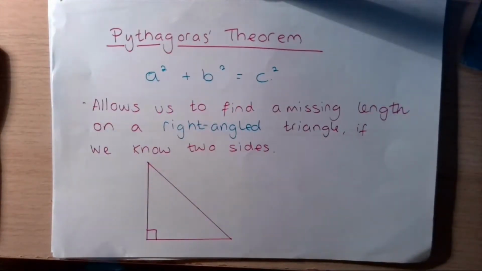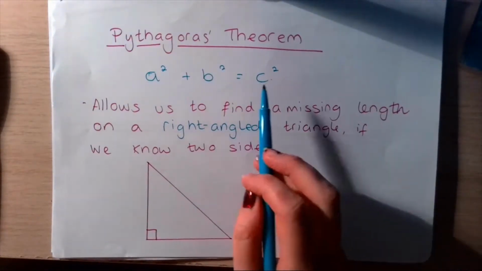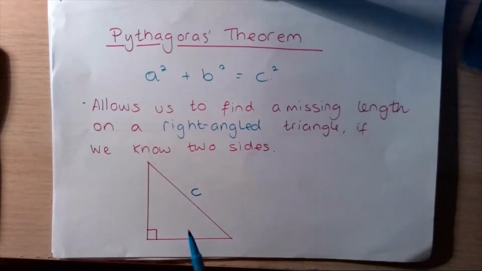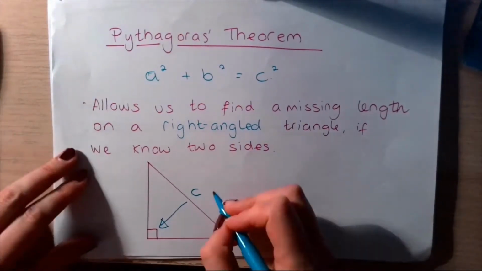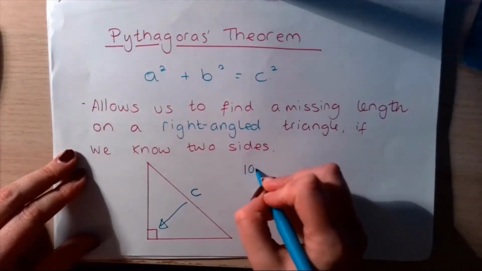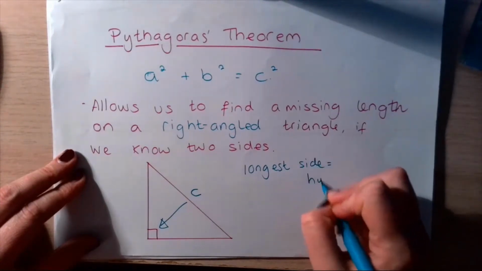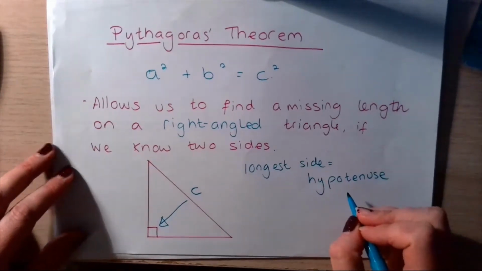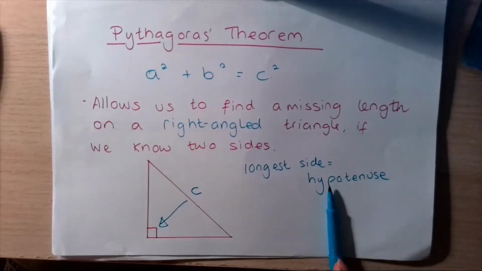Now, the last thing we need to do is make sure we label the triangle correctly. The most important part is that c is always the longest side. The longest side of a right angle triangle can always be found opposite the right angle, and it's got a special name. The longest side is called the hypotenuse. It is important you learn that word, because it's going to come up not only in Pythagoras Theorem but in trigonometry when you do that in year 10. It's quite an important word.